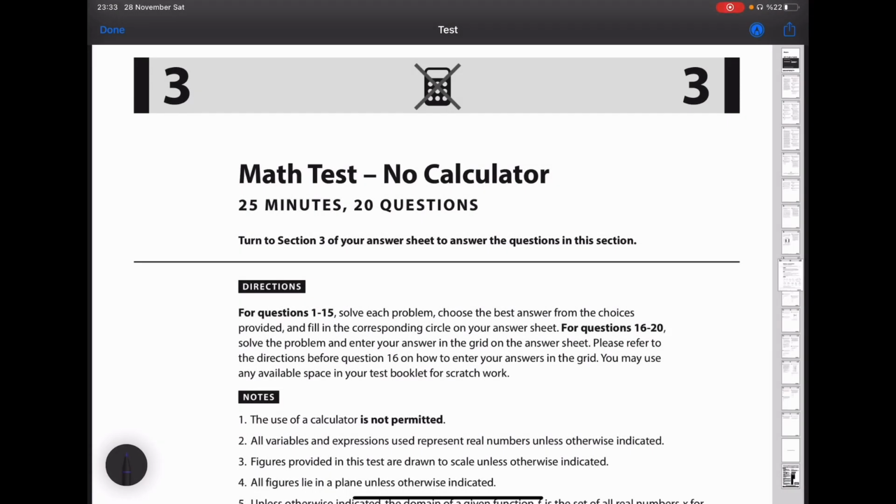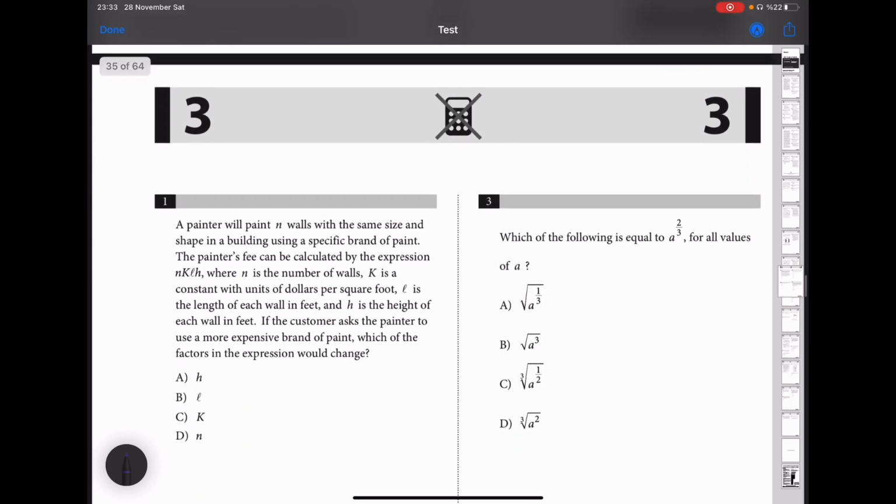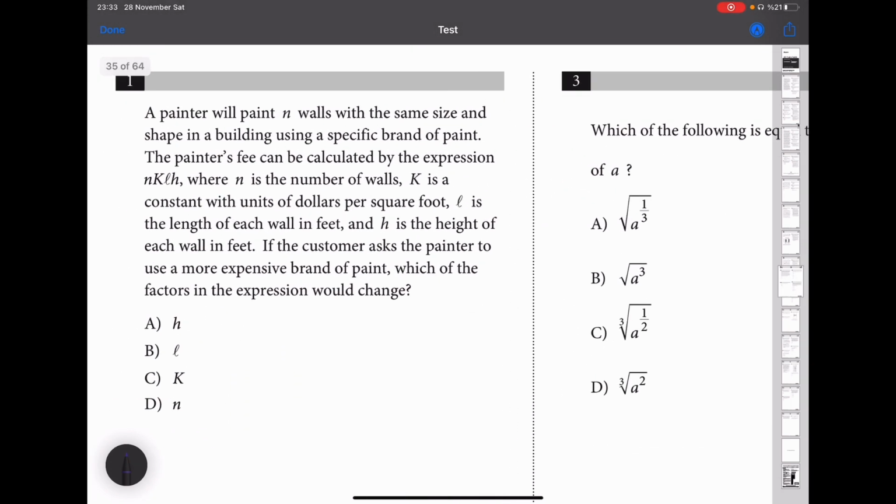I'm Selim. Today I'm going to solve the no calculator part of the math test in SAT. Let's get started. First question.